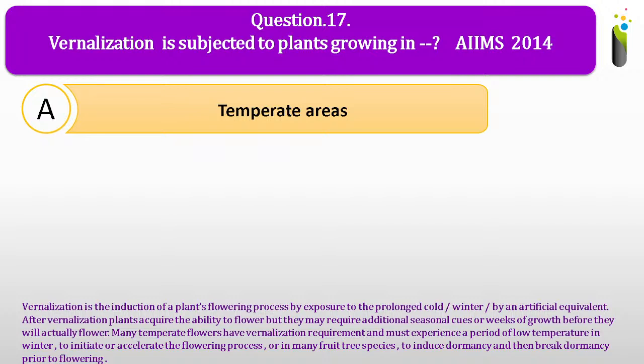Many temperate flowers have a vernalization requirement and must experience a period of low temperature in winter to initiate or accelerate the flowering process, or, in many fruit tree species, to induce dormancy and then break the dormancy prior to flowering. So your correct answer for question number 17 is A.